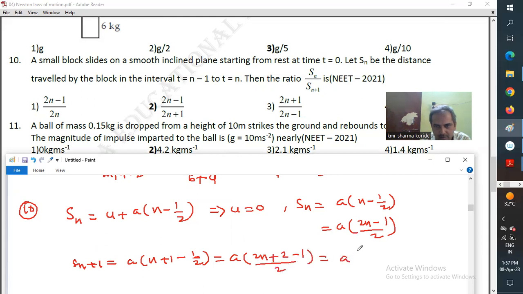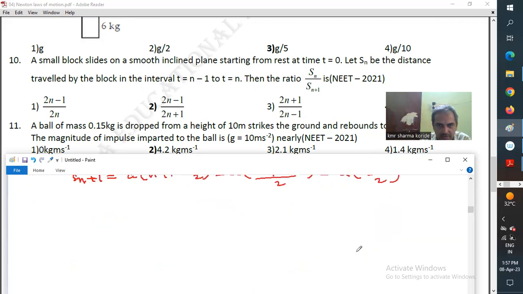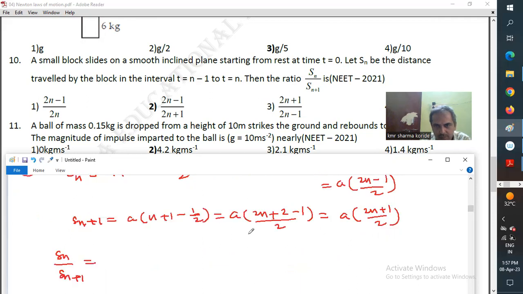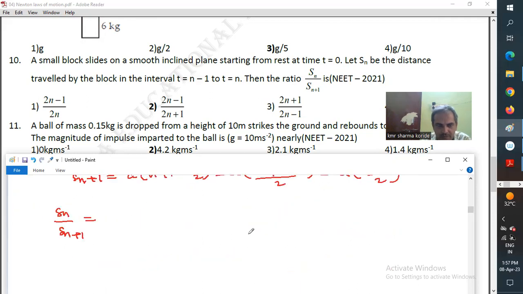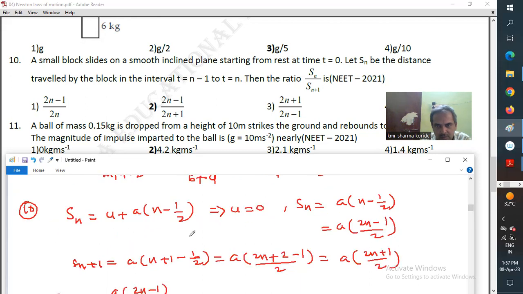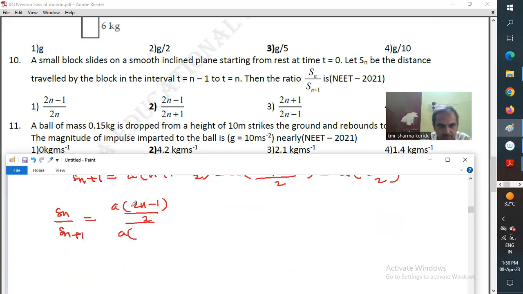So therefore, a of 2n plus 1 whole divided by 2. Now the first and second are divided. Sn by Sn plus 1 is equal to, Sn is a of 2n minus 1 by 2, divided by Sn plus 1 is a of 2n plus 1 by 2. The 2 cancels, a cancels. So therefore, 2n minus 1 by 2n plus 1. So the second option is correct.